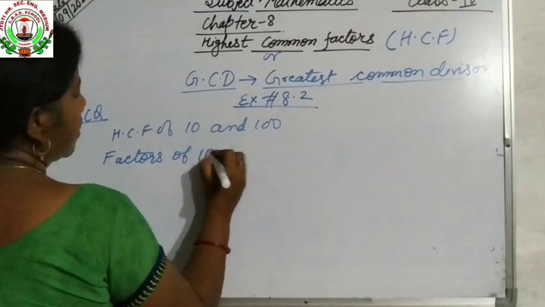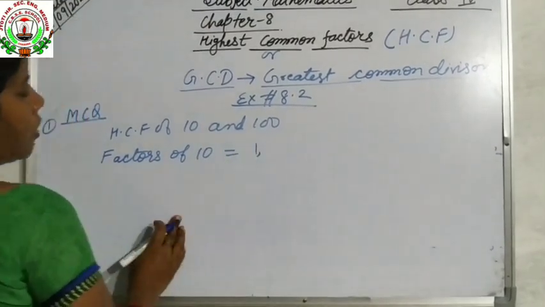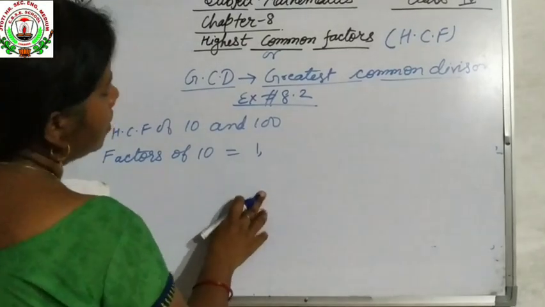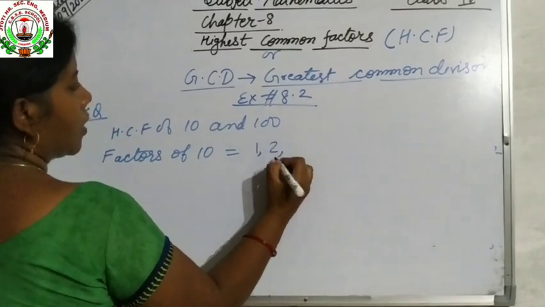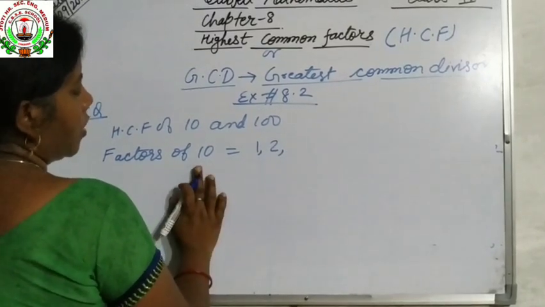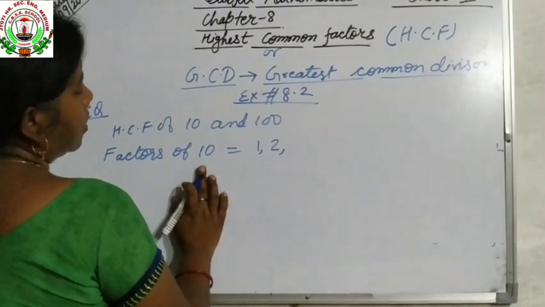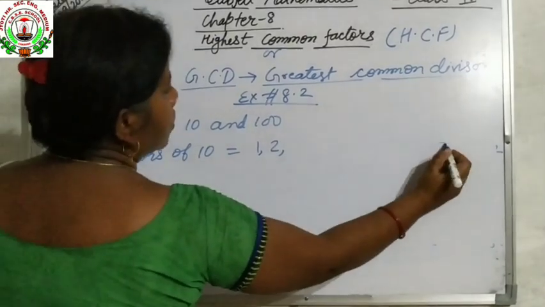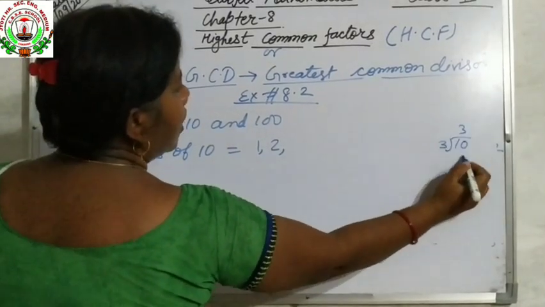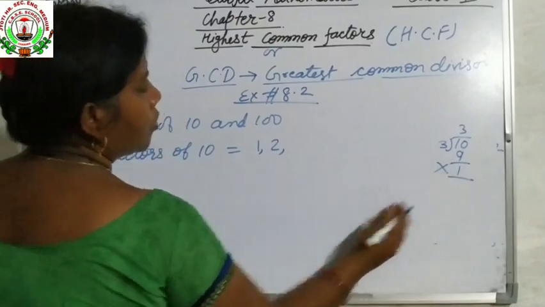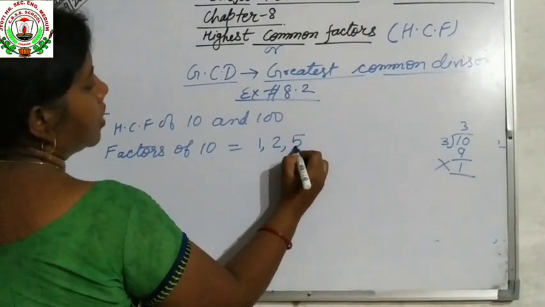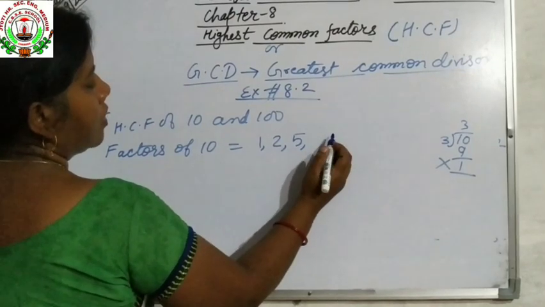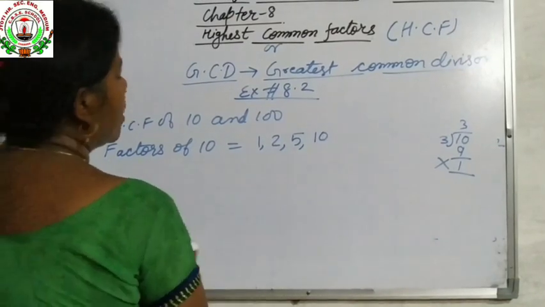Factors of 10. 1, I told you that 1 is a factor of every number. So next is 2, 2 5s are 10. Then 3 will not, because it is not divisible properly. You can see here 3 3s are 9. We are getting a remainder here, so it is not a factor of 10. 4 is also not, 5. 5 2s are 10. Then 6, 7, 8, 9, no. Then 10 1 is 10.